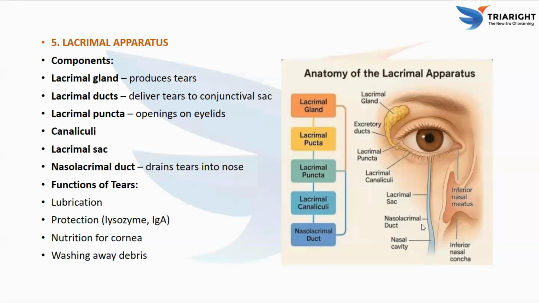And next to the lacrimal sac, there is the nasolacrimal duct. So this is the final drainage tube. It carries tears from the lacrimal sac to the inferior nasal meatus. What is the meaning? It is present inside the nose. So this is why your nose becomes runny whenever you cry. So this is the tear flow pathway.